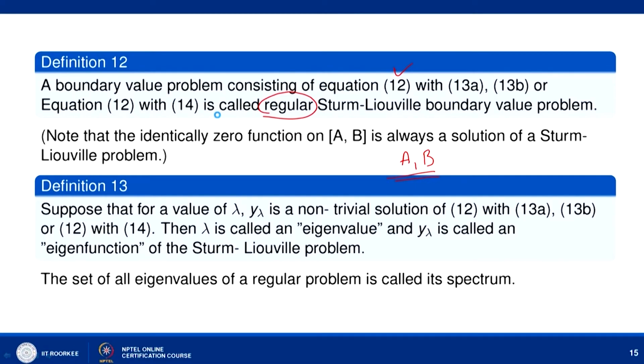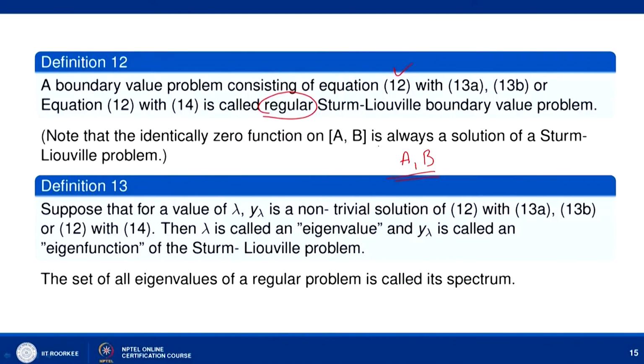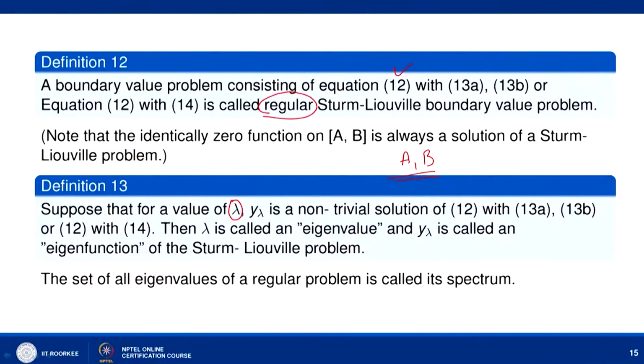We already know that since it is a homogeneous equation, the trivial solution always exists. It means that the zero function on [a, b] is always a solution of the Sturm-Liouville problem, and we say that this is a trivial solution of this boundary value problem. But we are more interested in finding the non-trivial solution. So we say that for a value of the parameter lambda, let y_lambda be a non-trivial solution of 12 with 13a, 13b, or 12 with 14. Then the value of this parameter for which we have a non-trivial solution is known as an eigenvalue, and the corresponding solution is known as an eigenfunction.